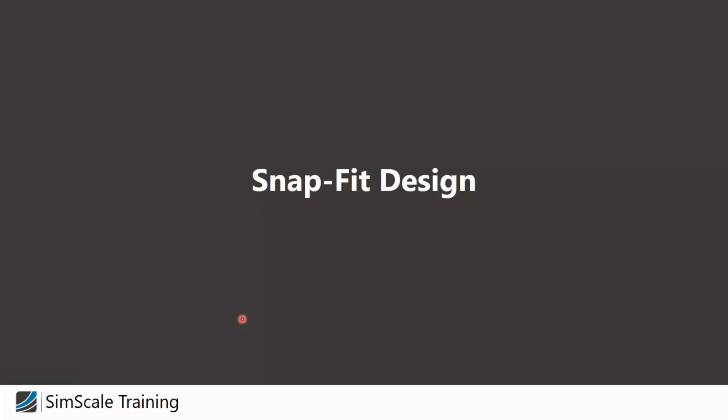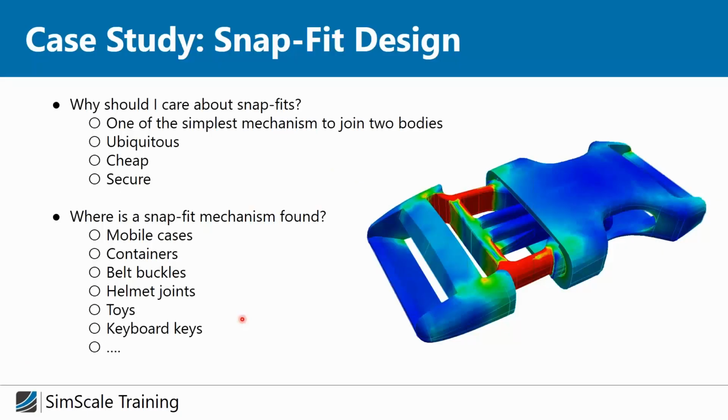And I would like to also introduce you to another demo. Another of our customers is developing snap-fit designs. And I'm quite sure every one of you owns at least one product, one bag, something where a snap-fit is used. The good thing about the snap-fit design is that it's one of the simplest mechanisms to join 2 bodies, and at the same time it's very secure and cheap. You will find these kinds of snaps in mobile cases, helmets, toys, keyboards, basically everywhere.